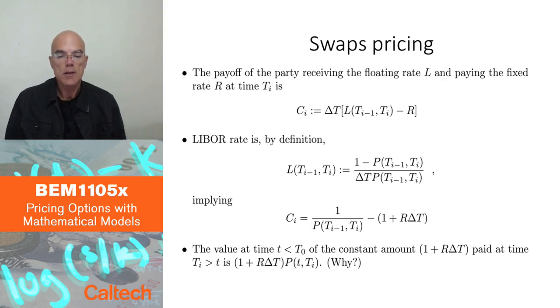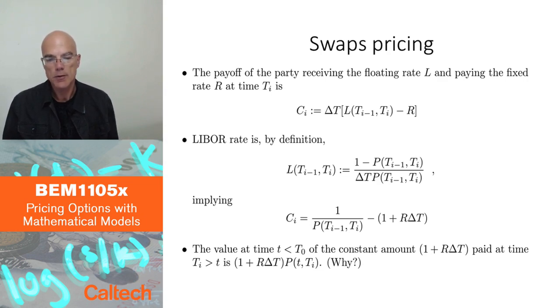So let's do our final example of a linear contract, which are swaps. We talked already about swaps. Now let's see how to price them. Okay, so it's going to be a series basically of forward contracts, and here's a bit of notation.